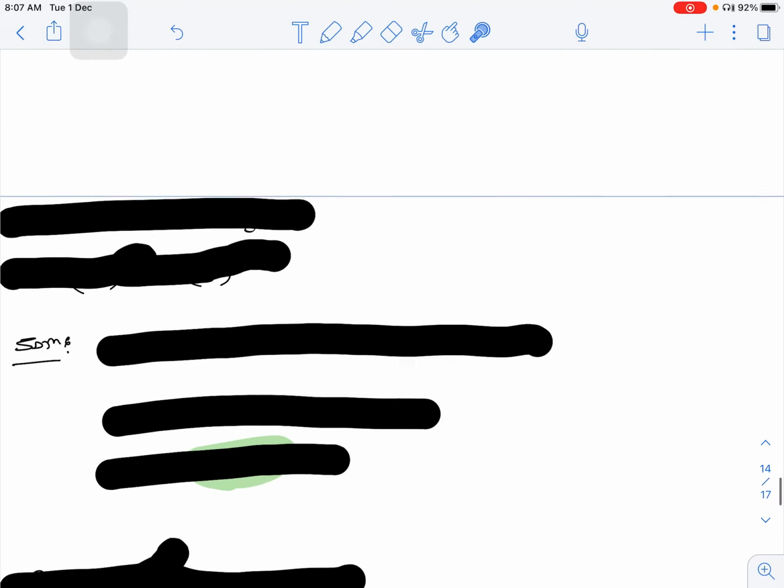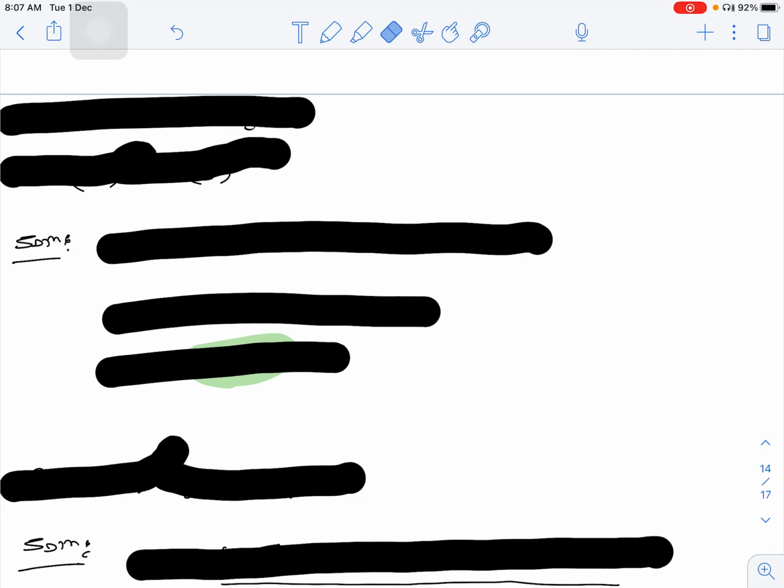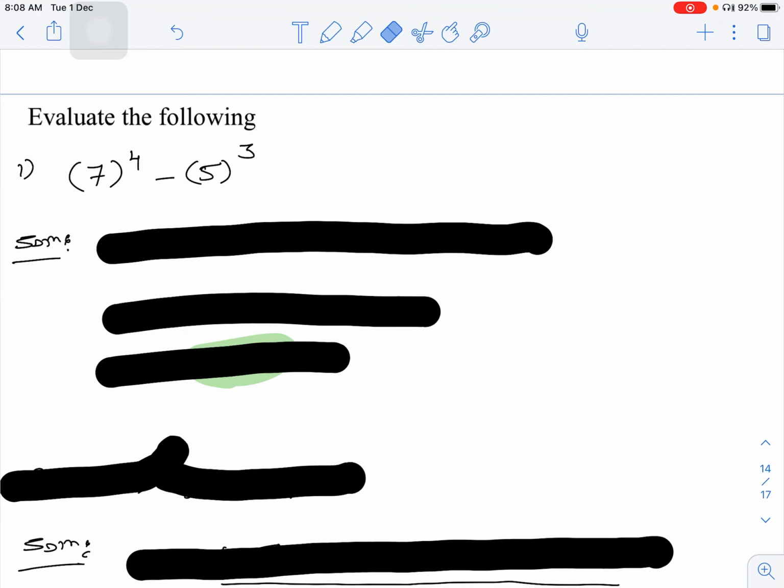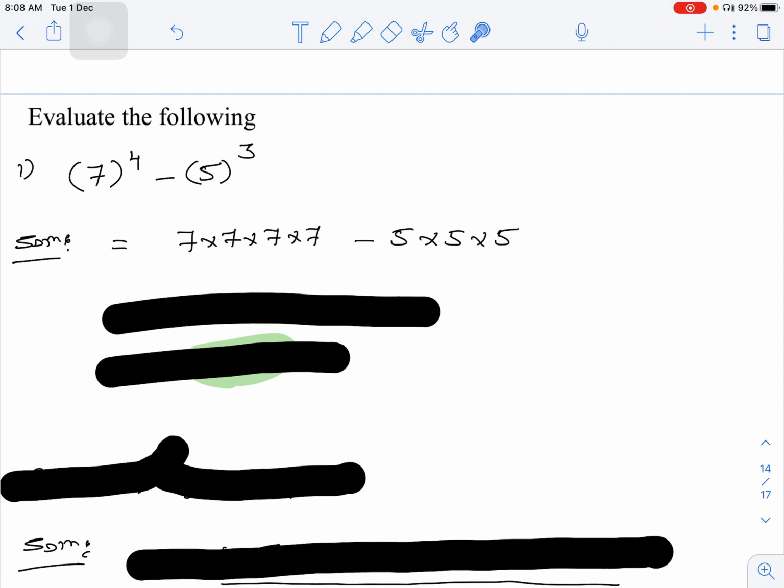Now let us see our next example. Now here we have evaluate the following. Evaluate means we have to find the value of this one. Okay, so here we have 7 raised to 4 minus 5 raised to 3. Now 7 raised to 4 means we have to multiply 7 4 times. Okay, so that we have written here. 5 raised to 3 means we have to multiply 5 3 times.